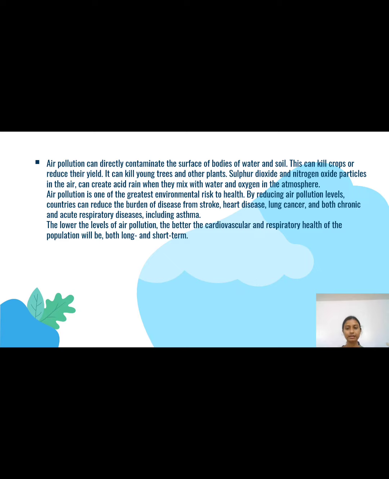Sulfur dioxide and nitrogen oxide particles in the air can create acid rain when they mix with water and oxygen in the atmosphere. Air pollution is one of the greatest environmental risks to health. By reducing air pollution levels, countries can reduce the burden of disease from stroke, heart disease, lung cancer, and both chronic and acute respiratory diseases, including asthma. The lower the levels of air pollution, the better the cardiovascular and respiratory health of the population will be, both long term and short term.